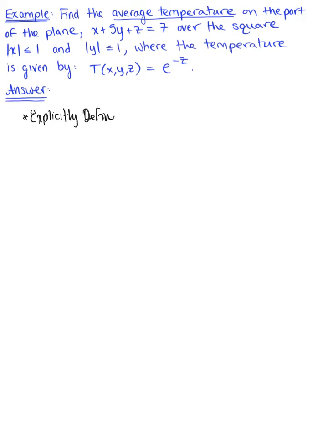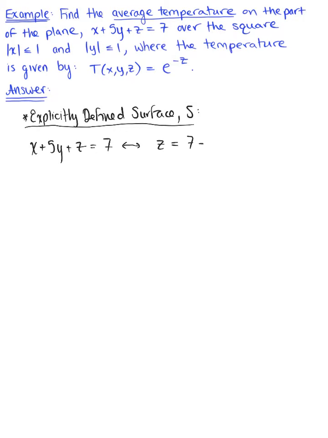So our explicitly defined surface S is the plane, which is defined here as x plus 5y plus z is equal to 7. And I'm going to solve this for z. So this is equivalent to saying that z is equal to 7 minus x minus 5y. So here is our explicitly defined surface.